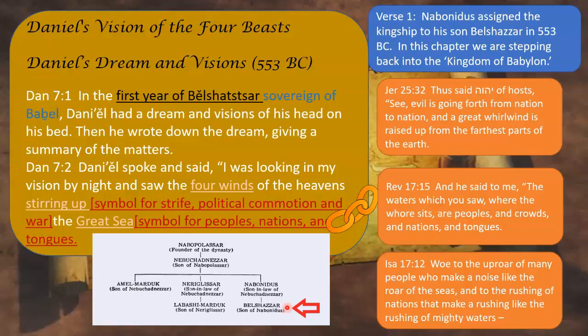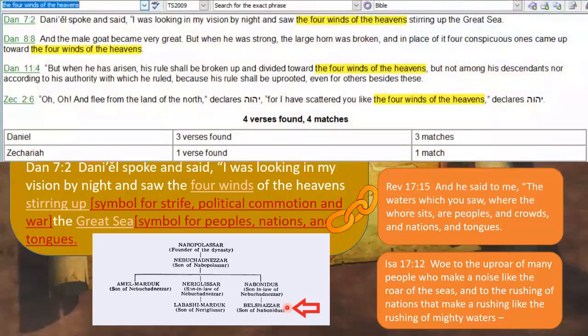Stirring up the Great Sea, often referred to as the Mediterranean Sea. And seas are usually symbolic of peoples, nations, and tongues. So that phrase, the four winds of heavens, is found in 4 verses that I found. The one we just read, and when we get to chapter 8, we will read it there. And the male goat became very great, but when he was strong, the large horn was broken, and in place of it, 4 conspicuous ones came up toward the 4 winds of the heavens. So we'll take a look at that.